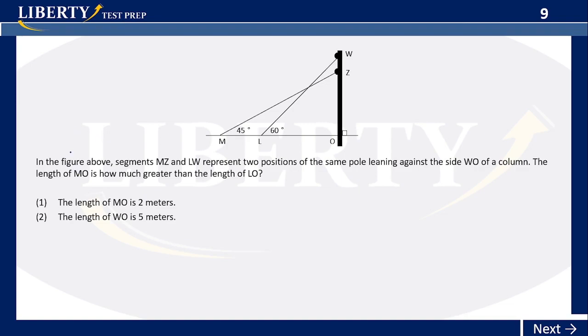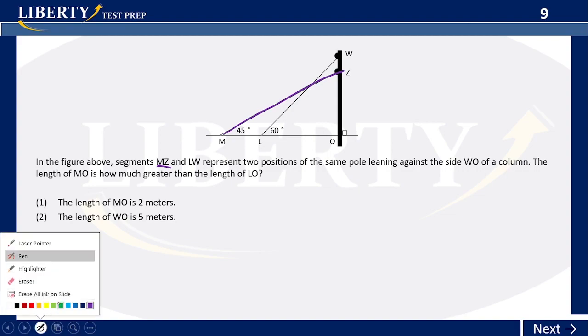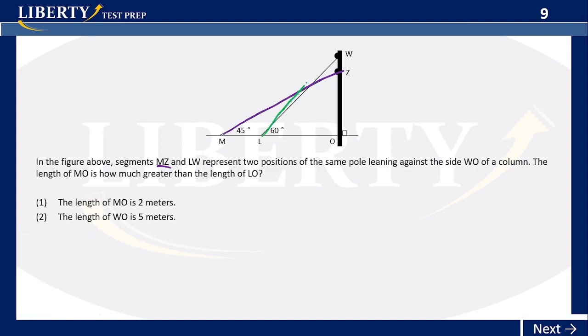All right, so it says in the figure above, segments MZ. MZ is this one here. And LW, let me change colors here. LW is this one here. All right, and LW and MZ represent two positions of the same pole leaning against the side WO of a column. WO is this black side here, the vertical side. Here it says the same pole. So actually, what we already know is that MZ is the same as LW. They're the same length, because they're the same pole.